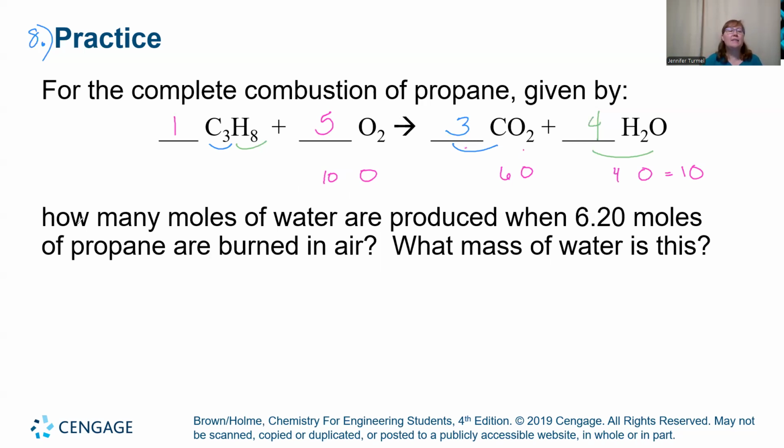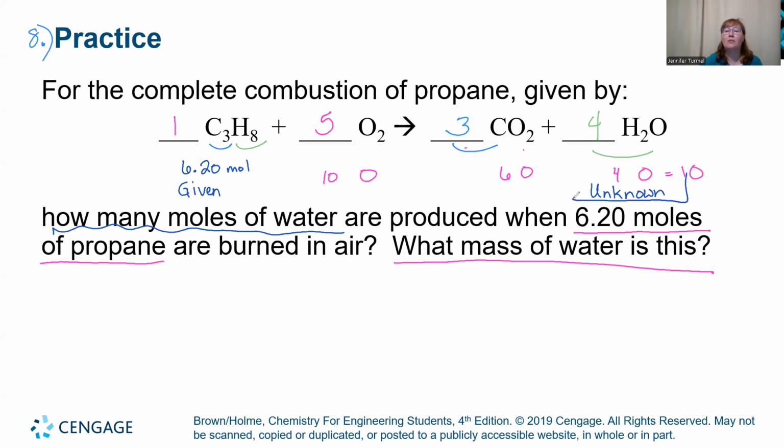Now let's take a look here. It says how many moles of water are produced when 6.20 moles of propane are burned in air? And then what mass of water is this going to be? Let's take this one step at a time. First of all, we note that we have 6.20 moles of our propane here, and this is what we call our given or our known. They're looking at how many moles of water, so our water here is going to be our unknown, and that's what we're solving for.